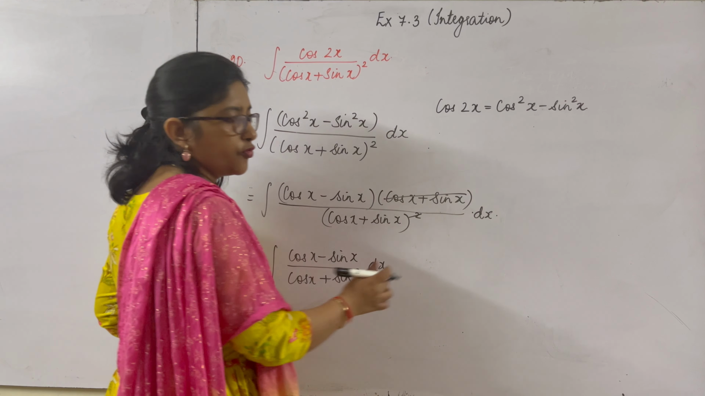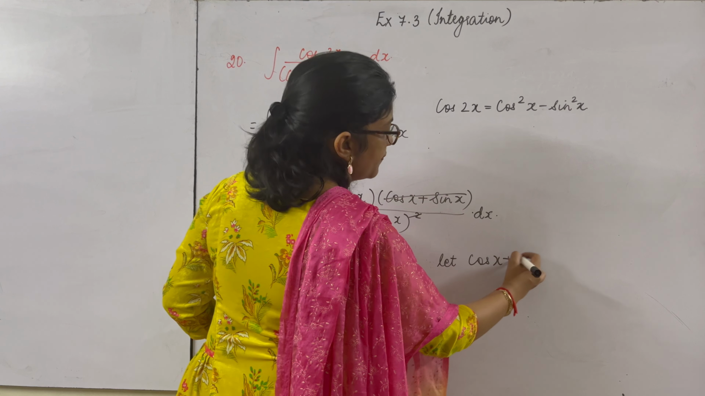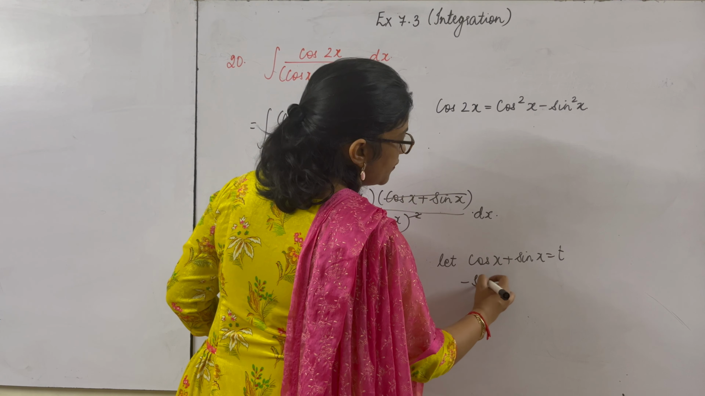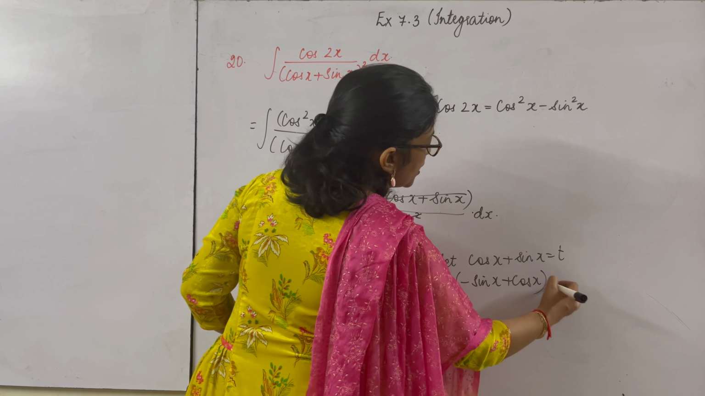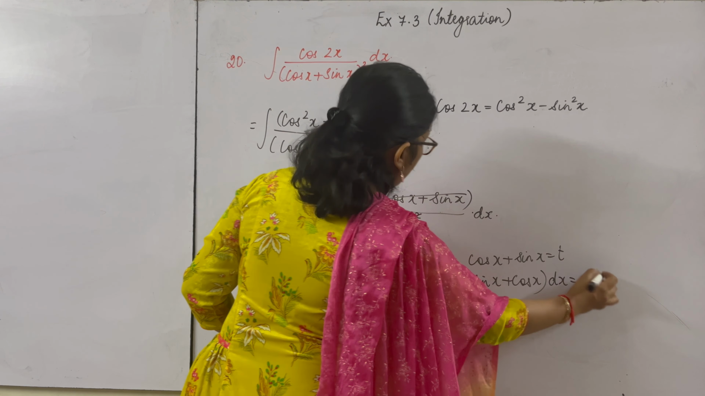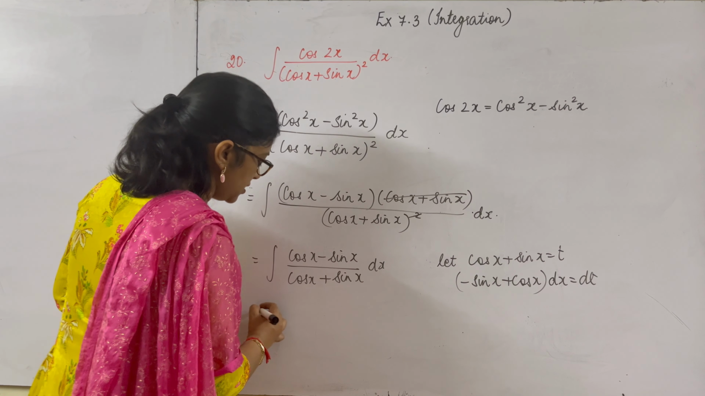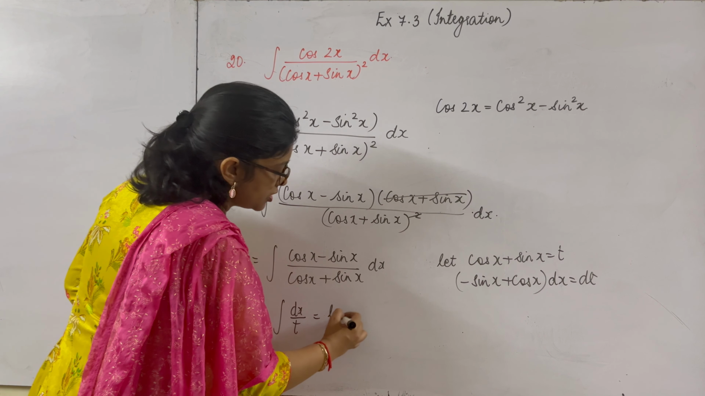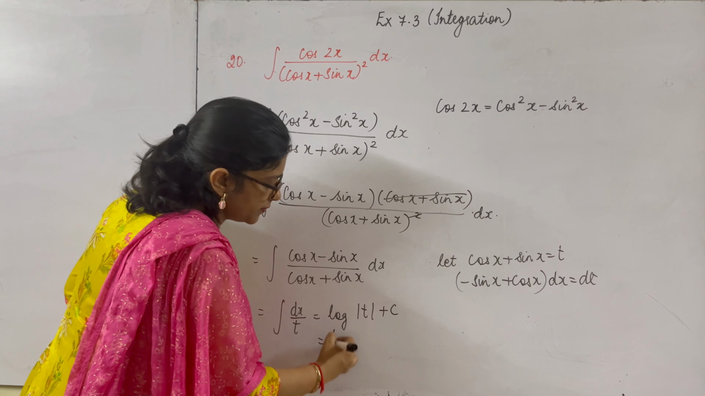So let's think of substituting the denominator as t, and over here the derivative is nothing but the numerator. So it is cos x minus sin x dx, which is dt, and the denominator is t, integration of which is log modulus t. Put back the value of t.